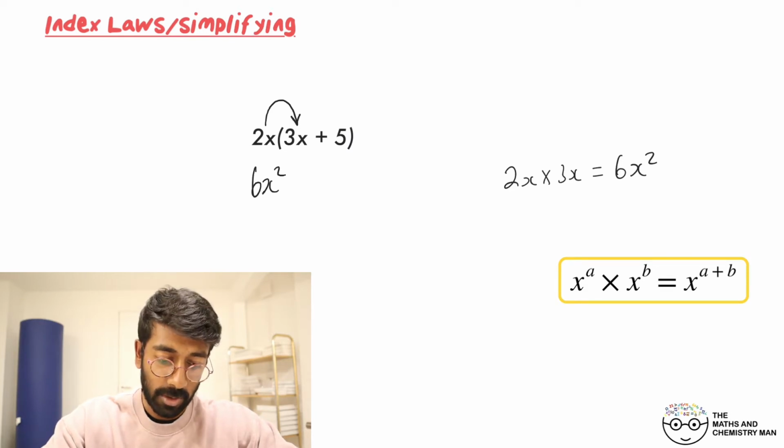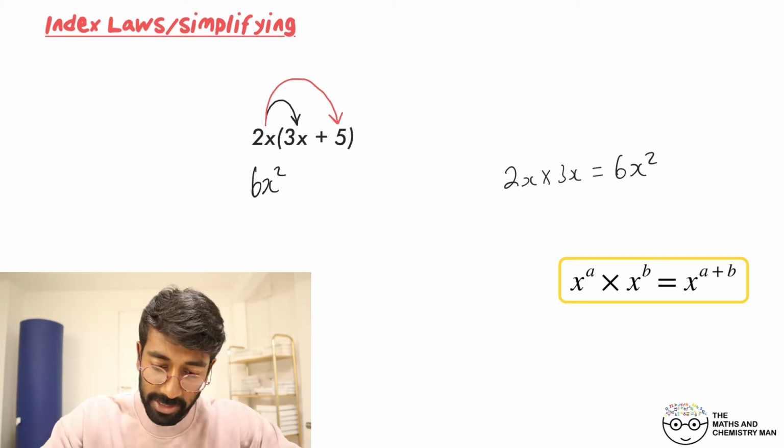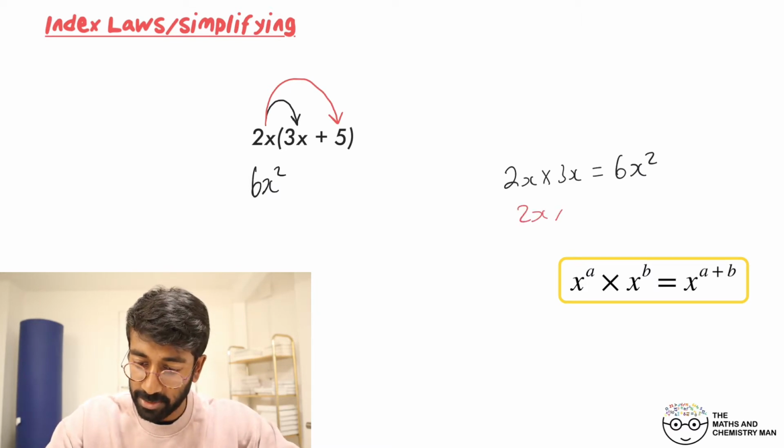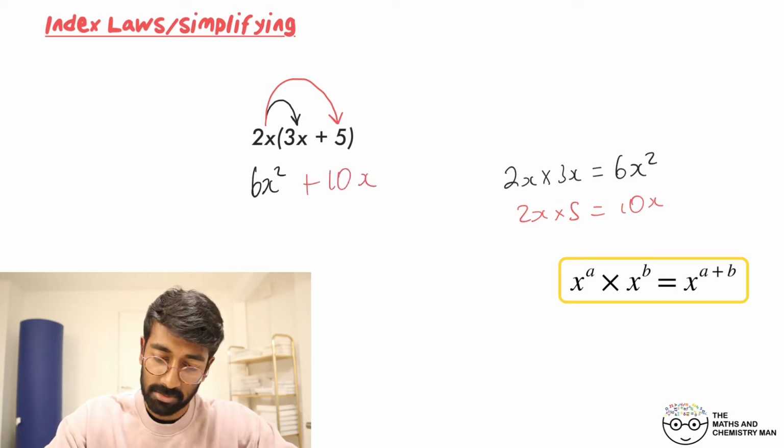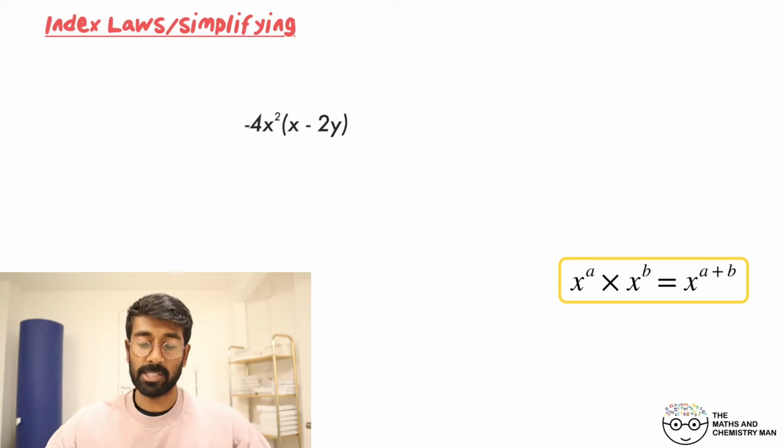And then next we're going for 2x multiplied by a positive 5. So that's 2x times by 5. We'll write that down here, 2x times 5. That's just 10x. So we're going to go plus 10x. Done. Expanded. Next one. Same sort of thing.